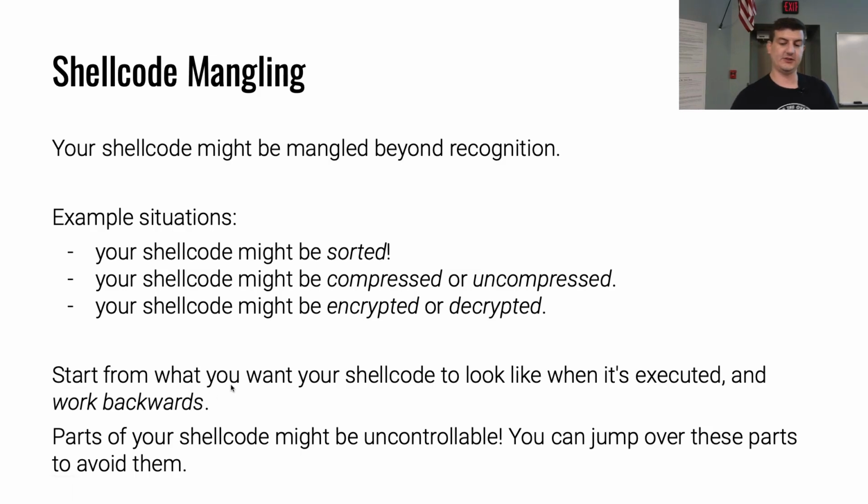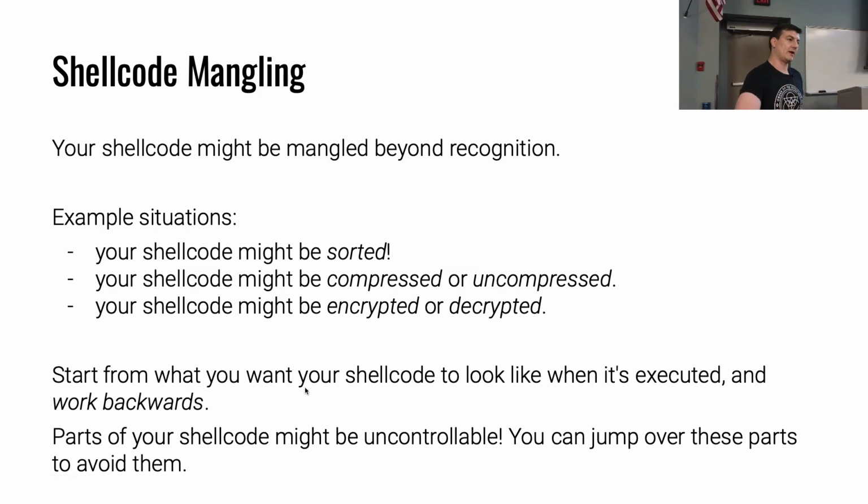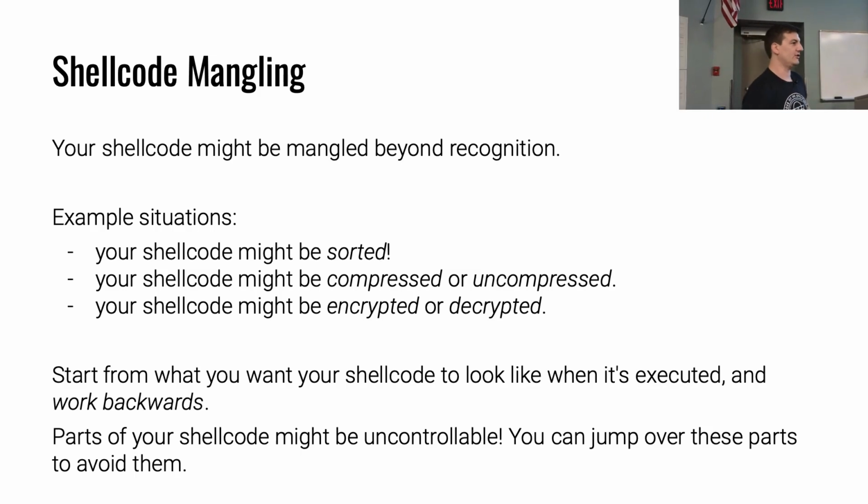So the trick is to work backwards. Start with what you want the shellcode to look like, and just like you did in the reverse engineering modules, where you started from the key that you wanted, very similarly, you can start from the shellcode you want and try to work backwards.